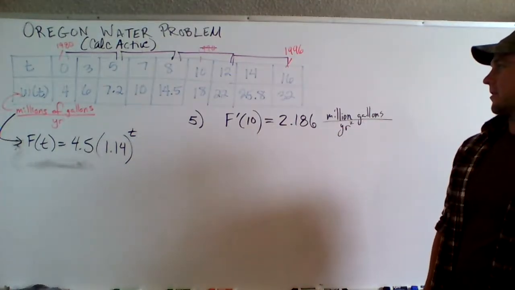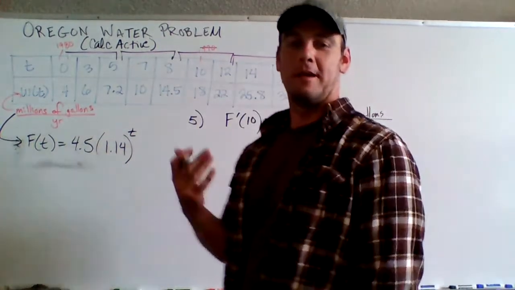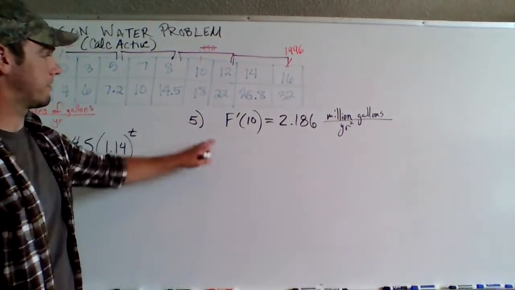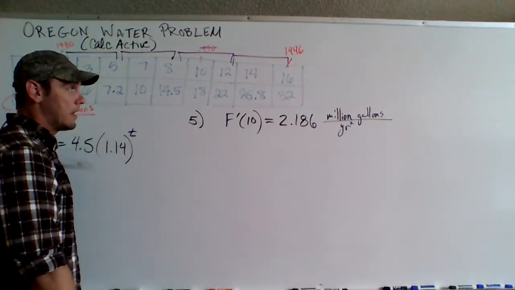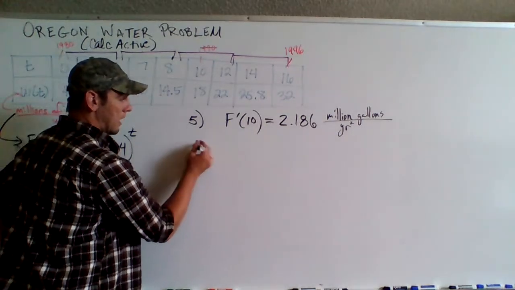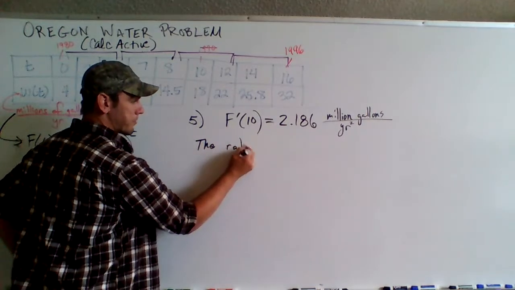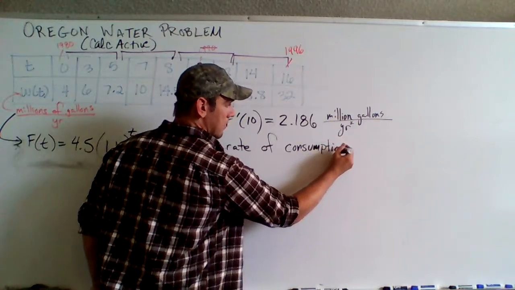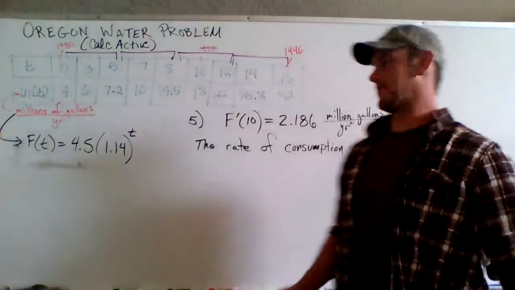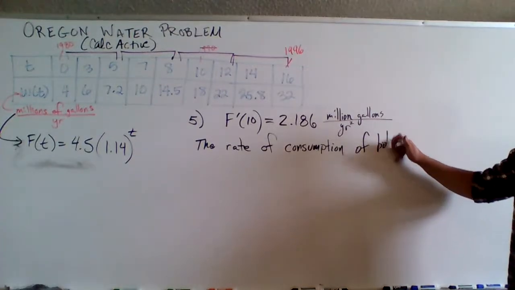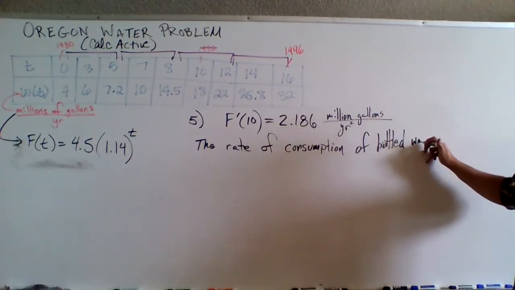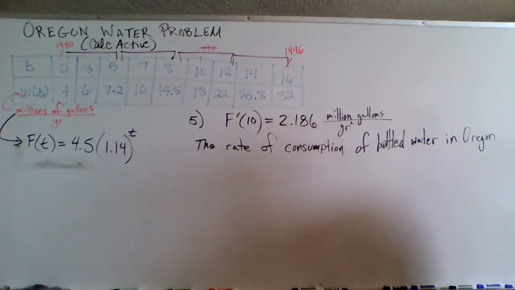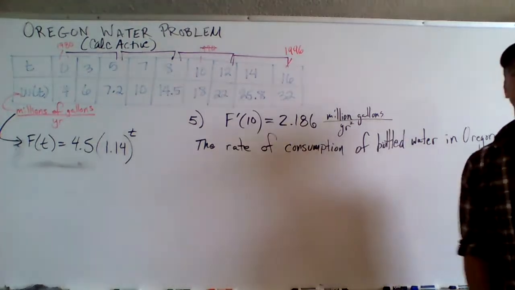I'm assuming that they asked us to interpret instead of just our units, of course. Yep, we need to explain the meaning in the context of this problem. So what we would say is the rate of consumption of bottled water in Oregon. Okay, that was just describing what we're talking about.